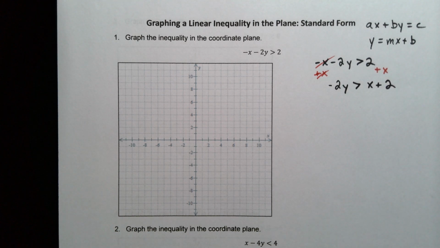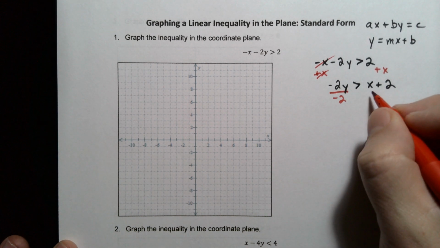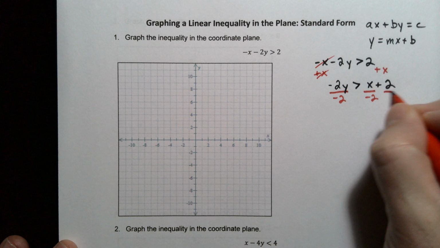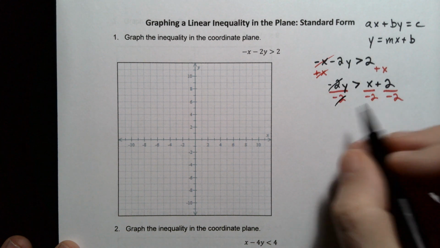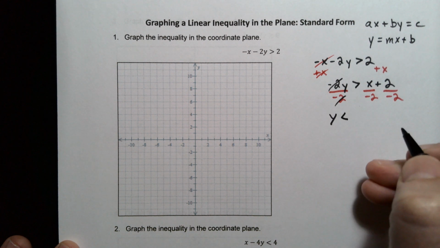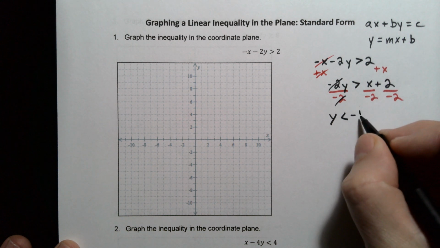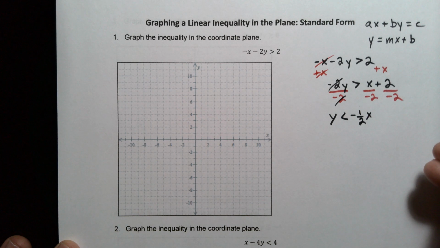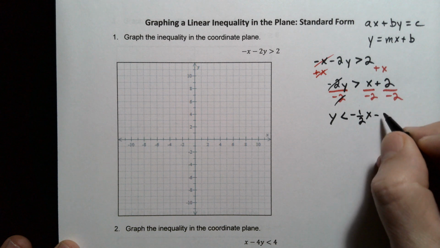Okay, now I need to get rid of that negative 2, so I'm going to divide both sides by negative 2. I'll divide each term by that. And also, since I am dividing by a negative number and we do have an inequality, this inequality is going to have to flip the other direction. So this will cancel here and we'll still have y, but now instead of saying greater than, it's going to say less than. And x divided by negative 2 is the same thing as negative 1/2 x. So we put the negative 1/2 out front so we can have the slope. And then 2 divided by negative 2 is negative 1.